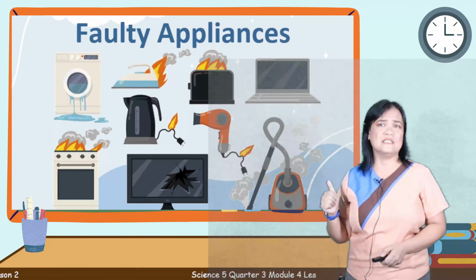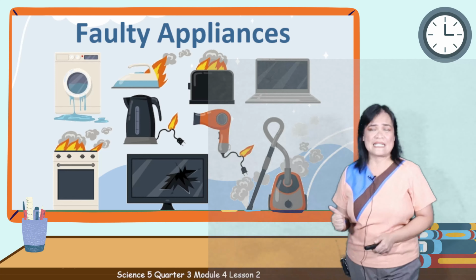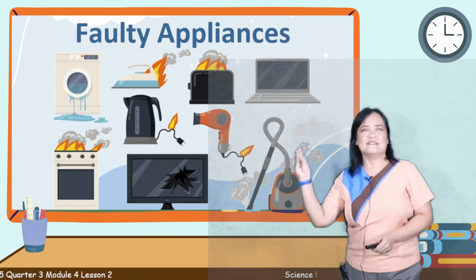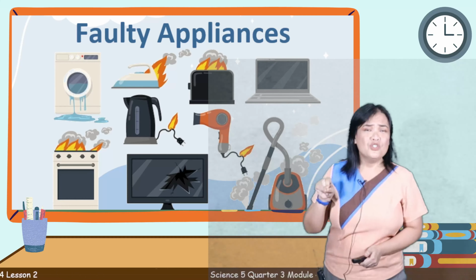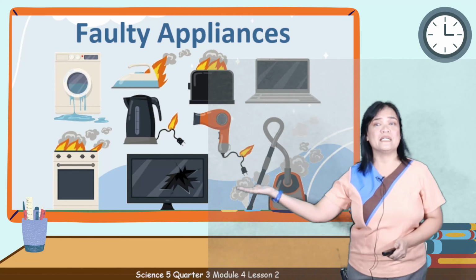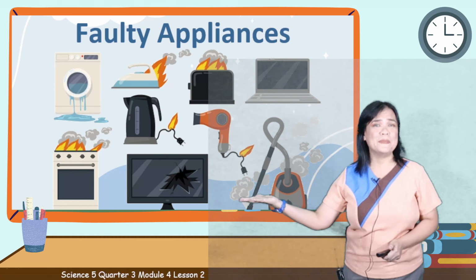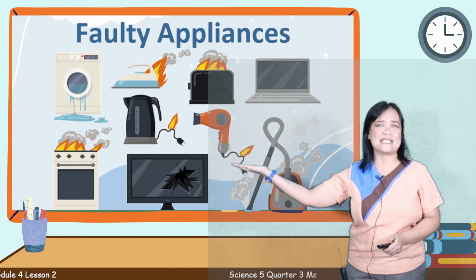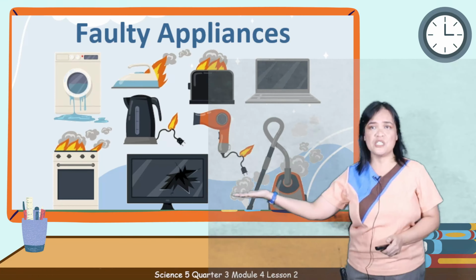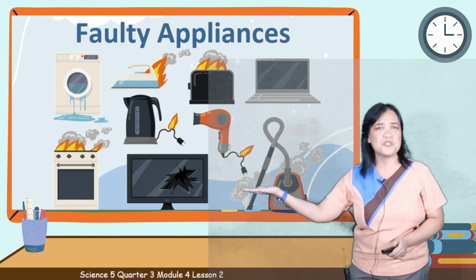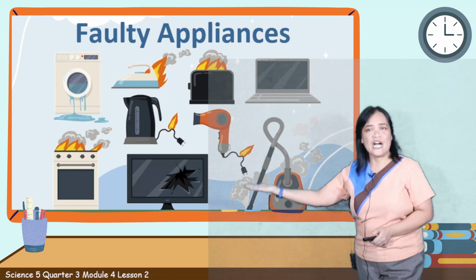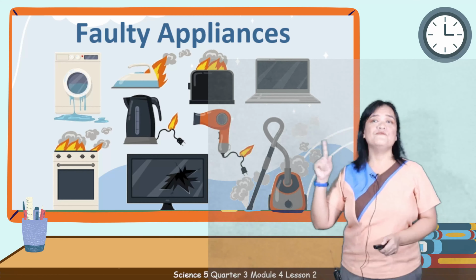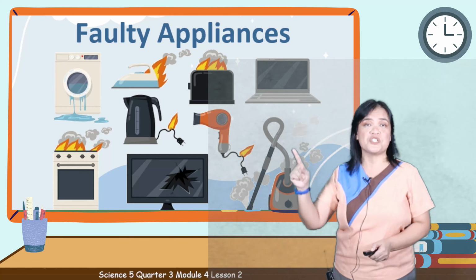The first one is faulty appliances. If you know that your electric fan is not working anymore, don't plug it in because it might cause what? It is already a faulty appliance and might cause a short circuit. So look at the different appliances shown in my slide: washing machine, flat iron, oven toaster, even laptop, gas range, TV. Those are the number 1 faulty appliances where a short circuit occurs.